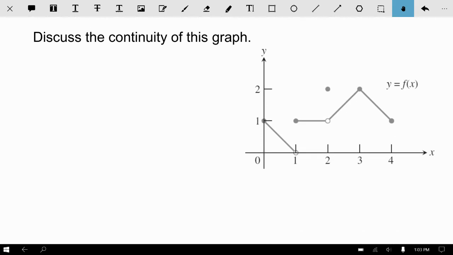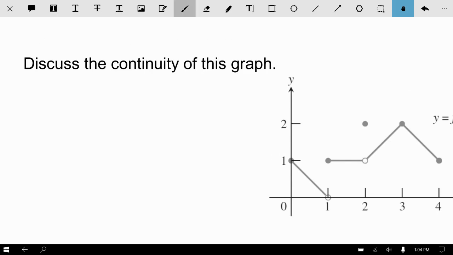All right, so I want you to take a minute and you can write it down. What I want you to do is pause the video and write down all of the intervals where this function is continuous. This is a little bit tricky, but I want you to do the best you can with it. Think about the limit value being equal to the function value. So pause the video, write down your intervals, and then we'll talk about that.